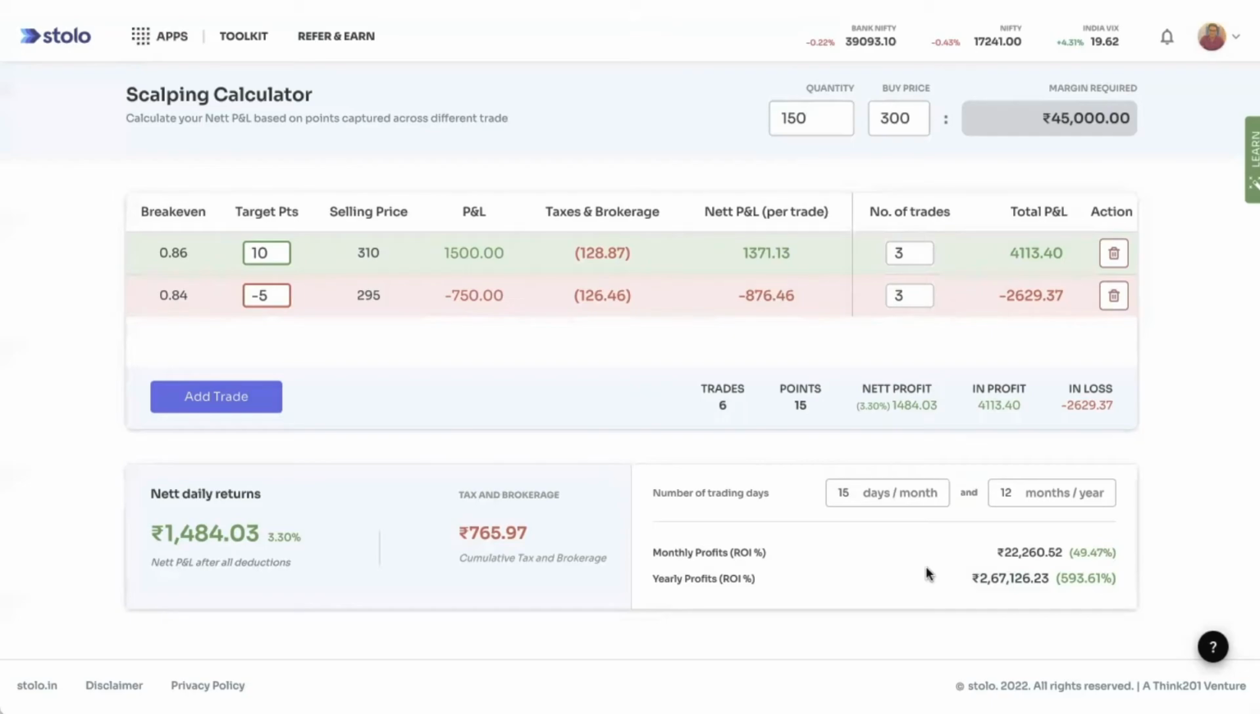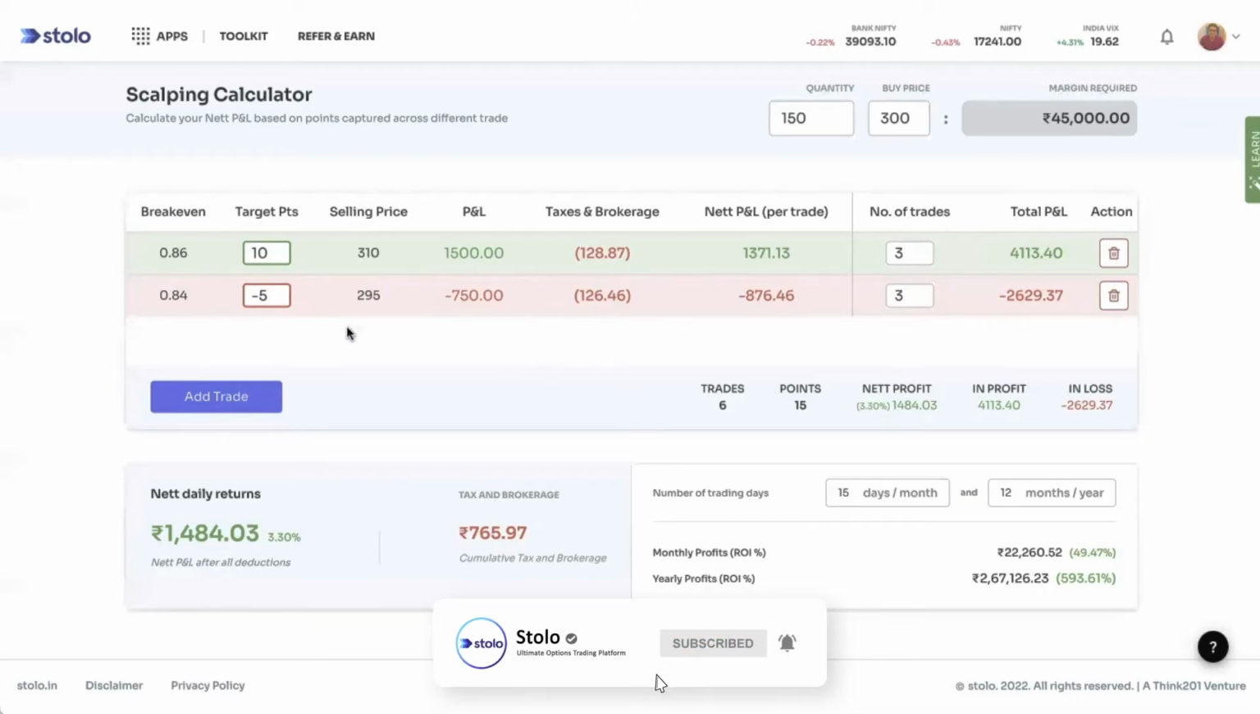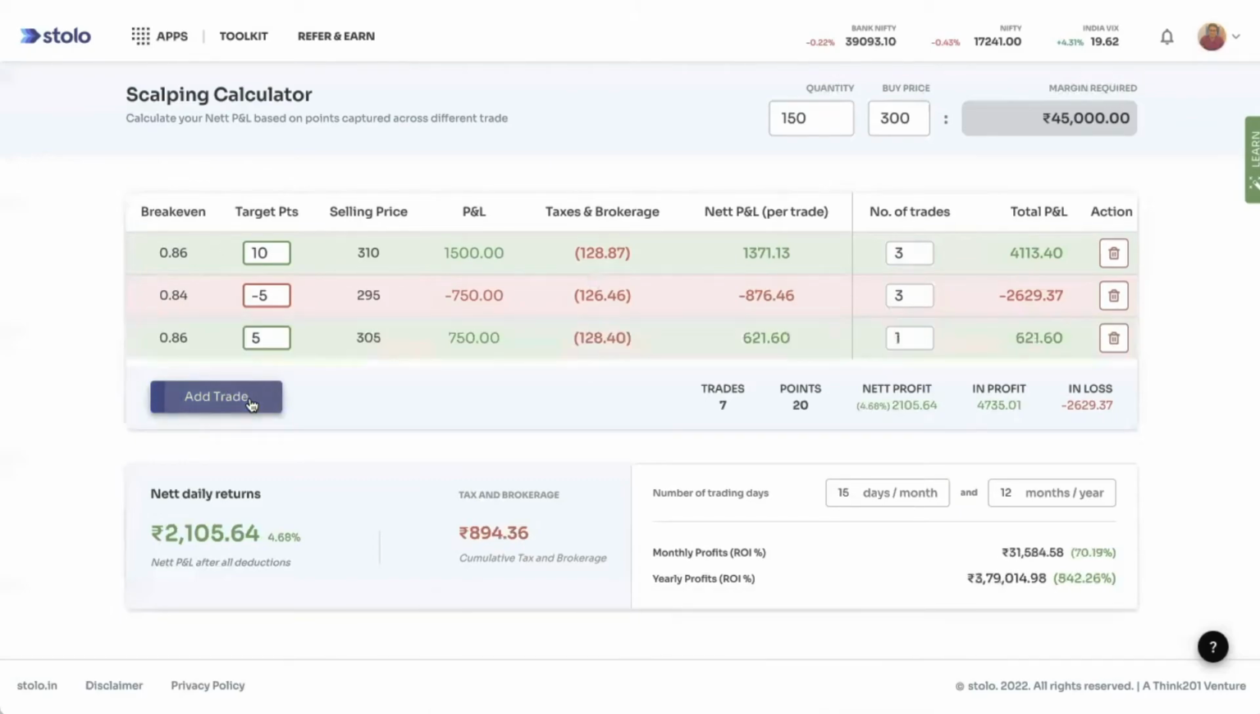So the whole idea of building the scalping calculator is that you would be able to plan your trading style. You would be able to plan before you get into trades, and have a goal in mind to capture points and then execute those trades. We in fact have one more tool, which is goal, where you would be able to map your trades, but that we will keep for some other video where we talk about the goal model. Like I said, you would be able to plan.